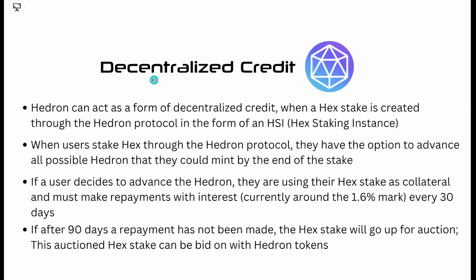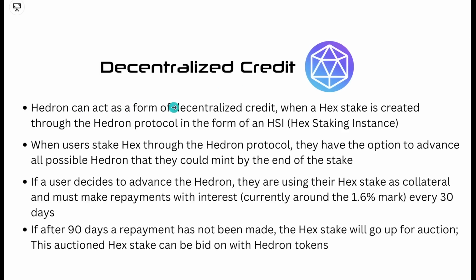Now, another way we can look at HEDRON, now that we understand supply, is how HEDRON functions as a utility. HEDRON can act as a form of decentralized credit when a hex stake is created through the HEDRON protocol in the form of what's called an HSI, which is just a hex staking instance.